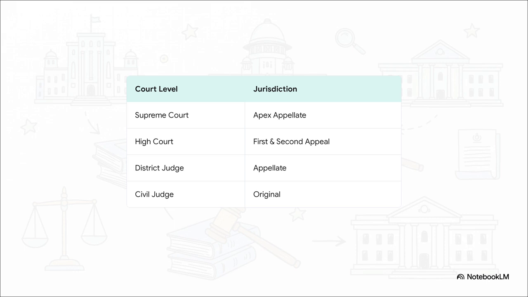From there, appeals ascend the ladder. They go up to the district judge or additional district judge, which act as the first appellate court. After that, matters can keep ascending all the way up to the High Court and finally the Supreme Court, depending, of course, on your specific appellate rights.